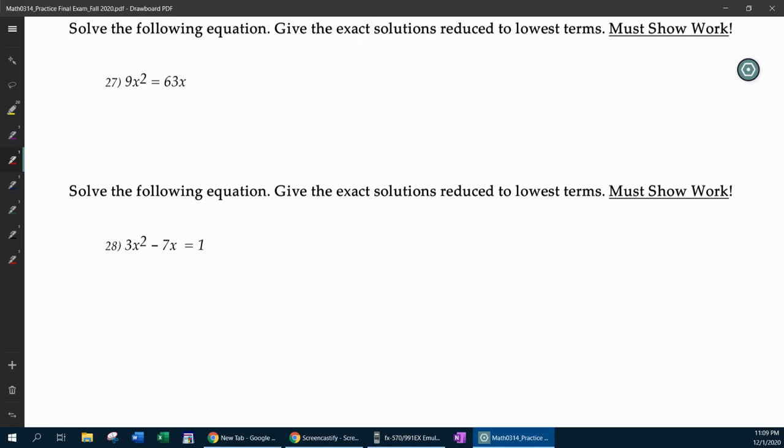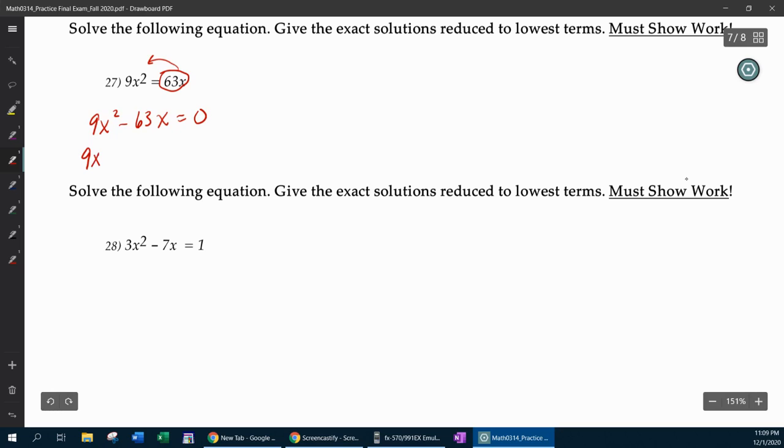Number 27. Solve the equation. This equation is quadratic, which means I need to set it equal to 0. And so the first step is to bring the 63x over. 9x squared is going to become minus 63x equals 0. And I can solve by factoring.